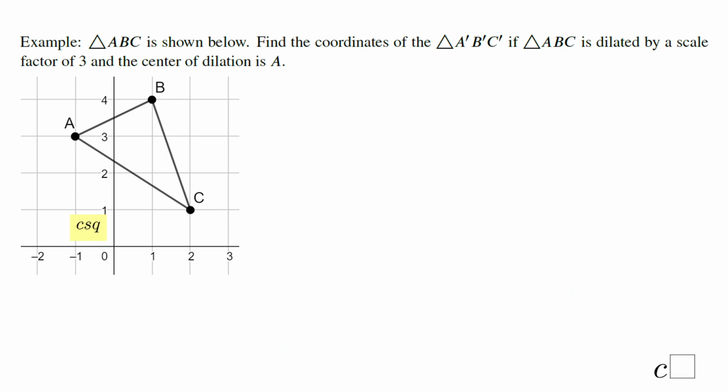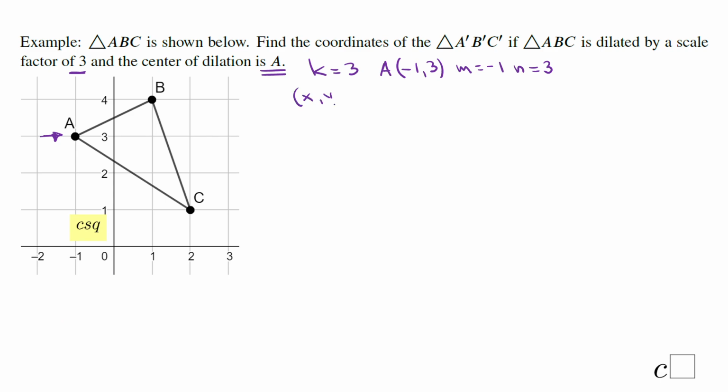In this next example, we're gonna have another dilation, but now take a look. The center of dilation is one of the vertices, the vertex A. So the scale factor is 3, and the center of dilation is A, which has the coordinates negative 1 and 3. That means M is negative 1 and N is 3 in that formula. I'm going to put the formula right here.